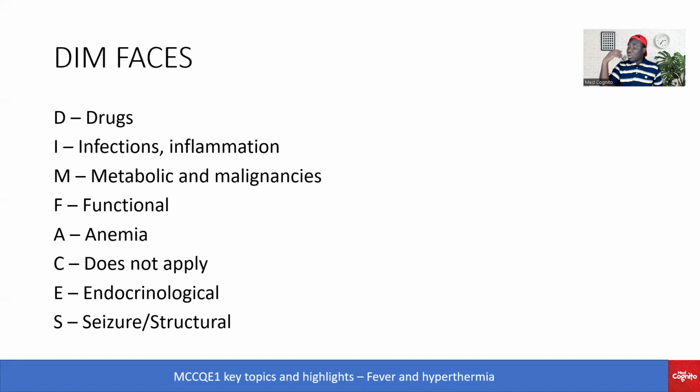So, in somebody who has altered mental status, somebody who has fever, somebody who has abdominal pain, because there are drug causes of abdominal pain. There are infectious causes of abdominal pain. There are inflammatory causes of abdominal pain. So infections like maybe gastroenteritis, appendicitis. I'm talking about abdominal pain. Metabolic causes like DKA, malignancies, of course, functional causes like maybe intestinal obstruction, and in some of the differentials, things like A will not apply, but some of them too, they will apply. E is endocrinological causes, S is seizure and structural.